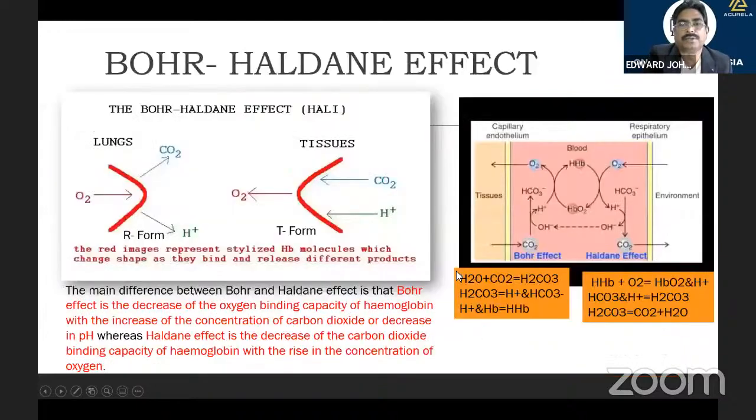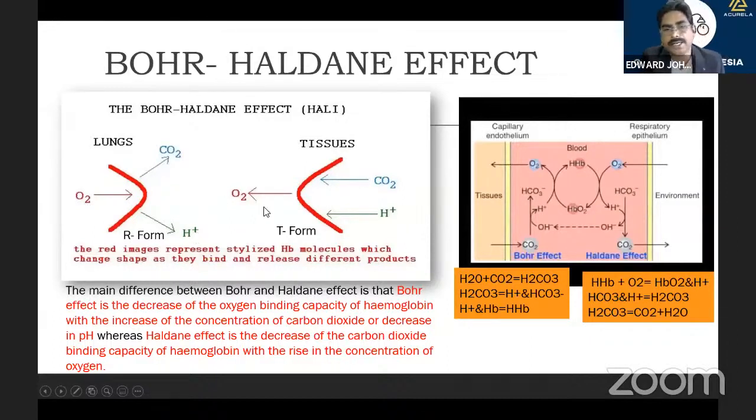So what is the difference between the Bohr effect and the Haldane effect? Here the hemoglobin changes its configuration when it reaches the tissues, releases oxygen, and takes up carbon dioxide and hydrogen ion. When it reaches the alveoli, it changes its configuration back to the rest form. It takes up oxygen and releases carbon dioxide and hydrogen ion. So this is the Haldane effect.